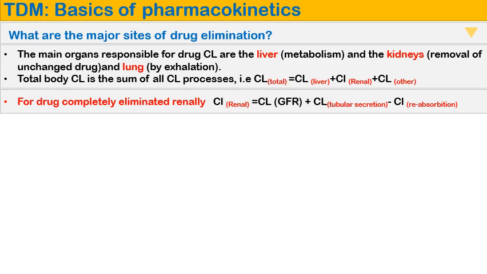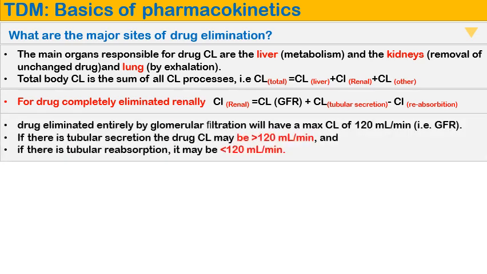For a drug that is completely eliminated by the renal system, the clearance is the summation of the processes of elimination in the kidney. The drug is eliminated from the kidney by filtration and tubular secretion, minus the reabsorption. So renal clearance is GFR plus the tubular secretion or excretion, minus the clearance by reabsorption.